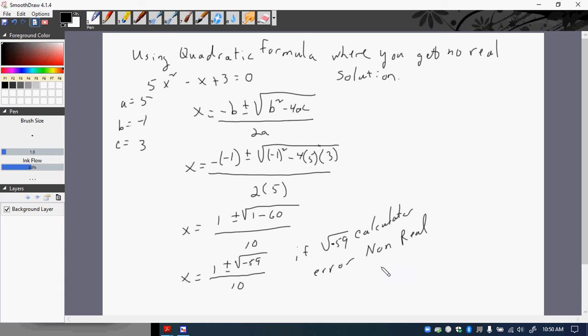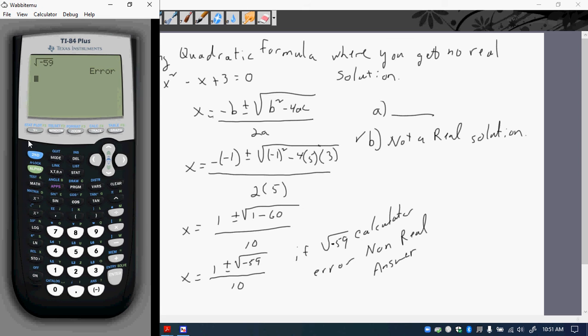So in the homework, on the quiz, there are going to be two choices. A, go ahead and put in your answer, and then B will be where it says not a real solution. And so you'll have to choose this one because you don't get an answer. Now, why is that the case? Well, let's graph it so you can see what happens, okay?